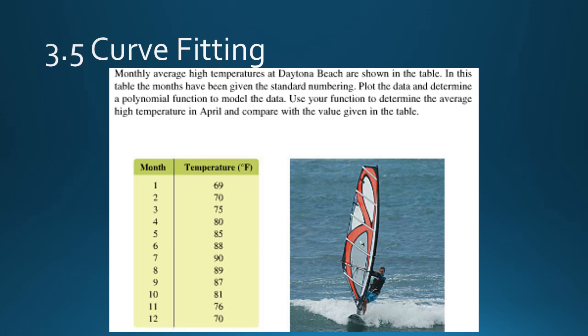Okay, one last example here. This is a curve fitting again. It says the monthly average high temperatures in Daytona Beach are shown in the table. In this table, the months have been given the standard numbering, so 1 is January, and so forth. Plot the data, determine a polynomial function to model the data. Use your function to determine the average high temperature in April and compare it with the value given in the table.